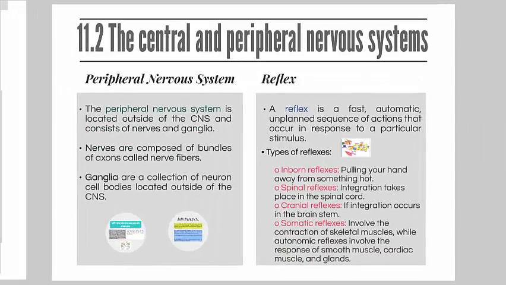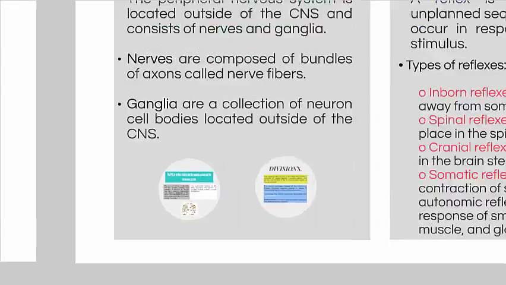The central and peripheral nervous systems. The peripheral nervous system is located outside the CNS and consists of nerves and ganglia. Nerves are composed of bundles of axons called nerve fibers. Ganglia are collections of neuron cell bodies located outside of the CNS.